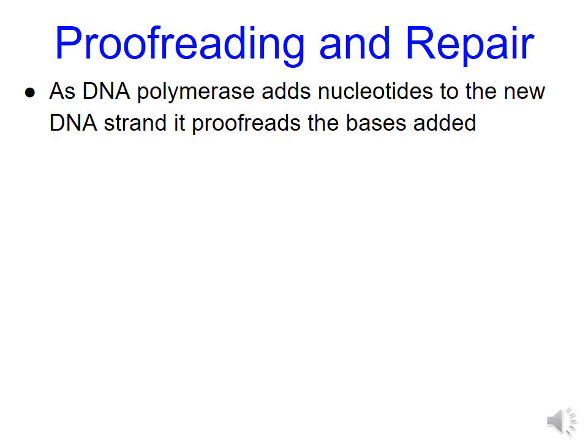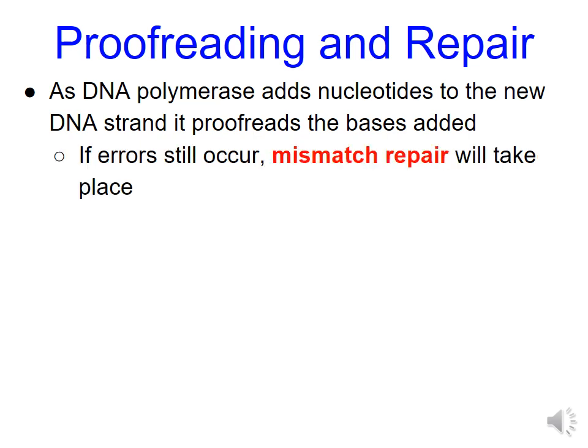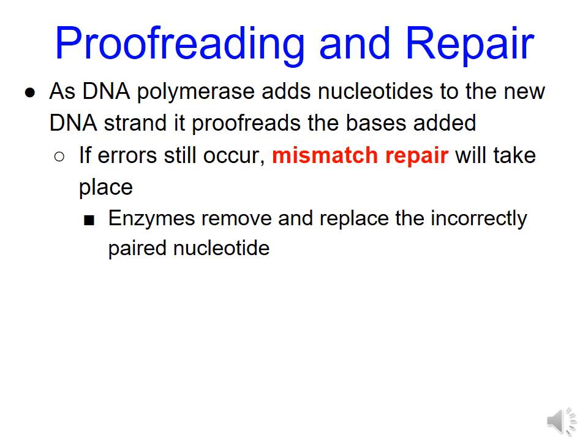Okay. Additionally, if you've ever tried to just copy a sequence of letters, sometimes you make little mistakes. Well, the same thing happens here, so we always want to proofread and repair any damage that may occur. So as DNA polymerase adds nucleotides to the new strand, it's also proofreading the bases it adds. So it's double checking and says, hey, wait a minute, is this right? Is this not right? If there are errors that occur, we have what's called a mismatch repair that's going to take place.